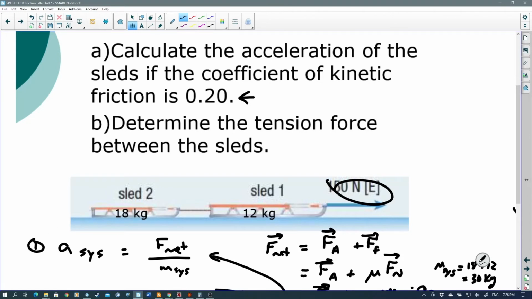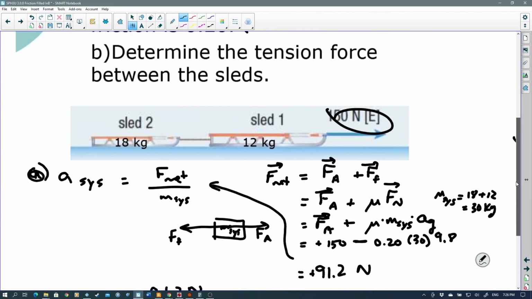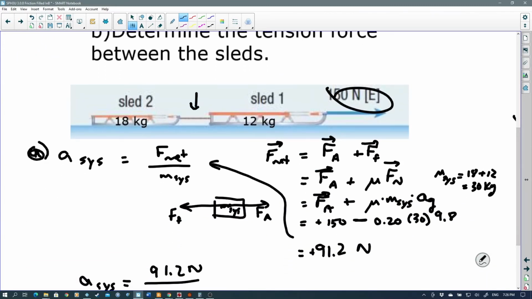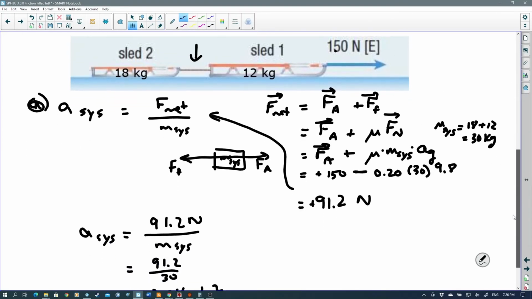I guess I could have just called this part A. And part B is determine the tension force between the sleds. So the tension force is this tension force right here. I'm just going to erase this here. So we've got to draw a free body diagram of sled 1.